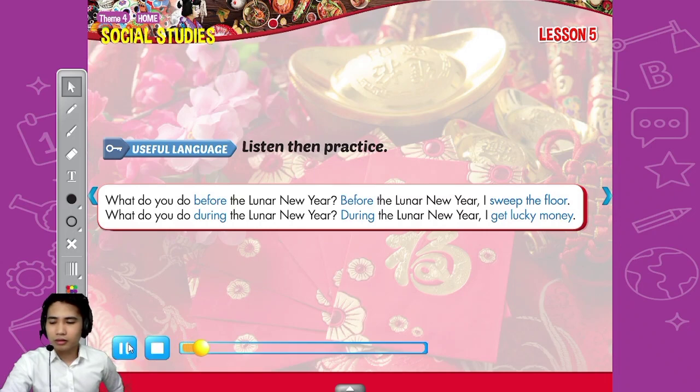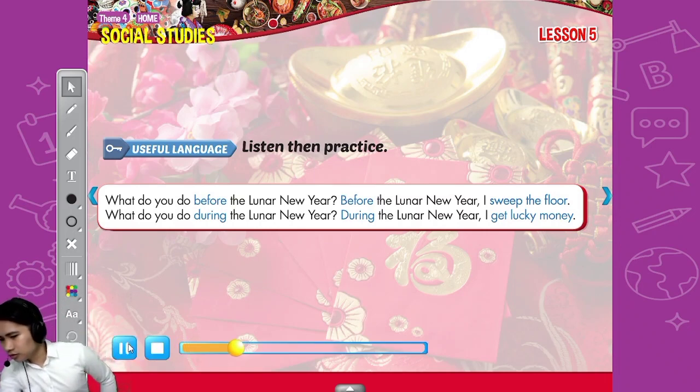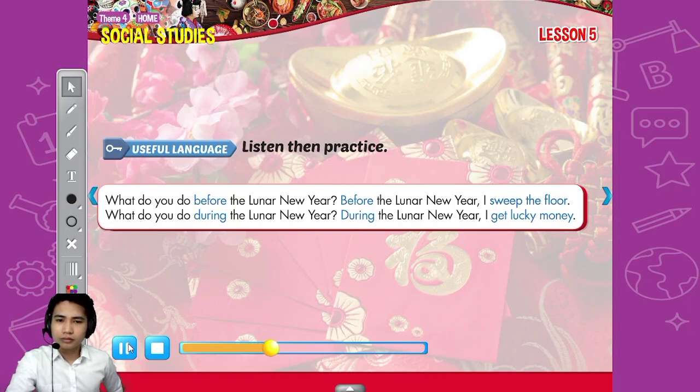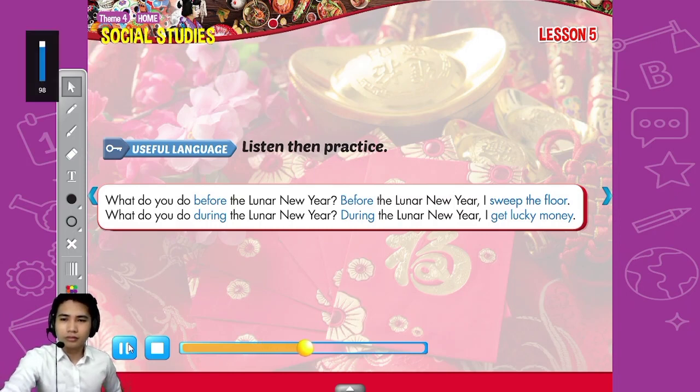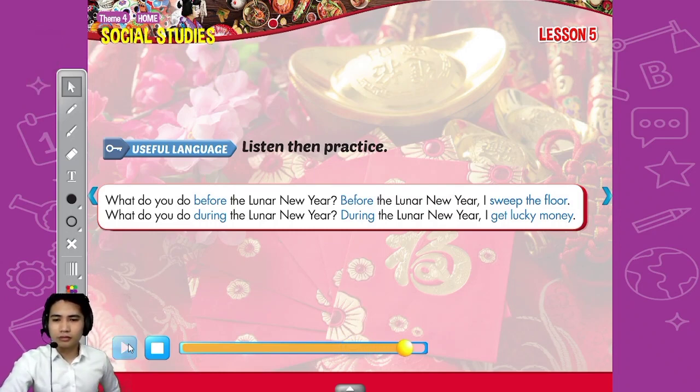What do you do before the Lunar New Year? Before the Lunar New Year, I sweep the floor. What do you do during the Lunar New Year? During the Lunar New Year, I get lucky money.